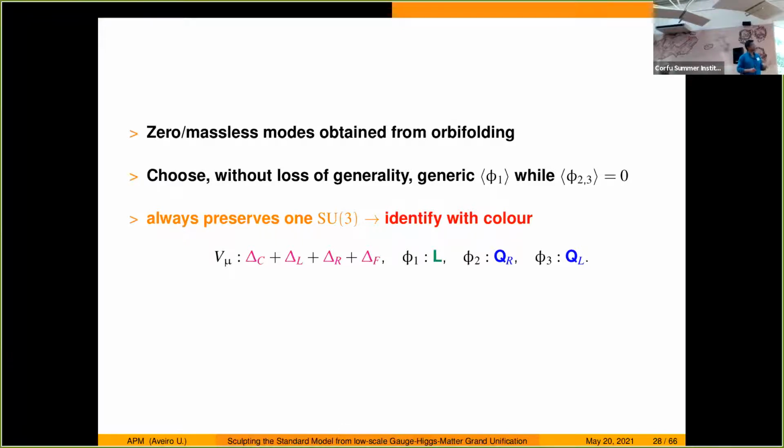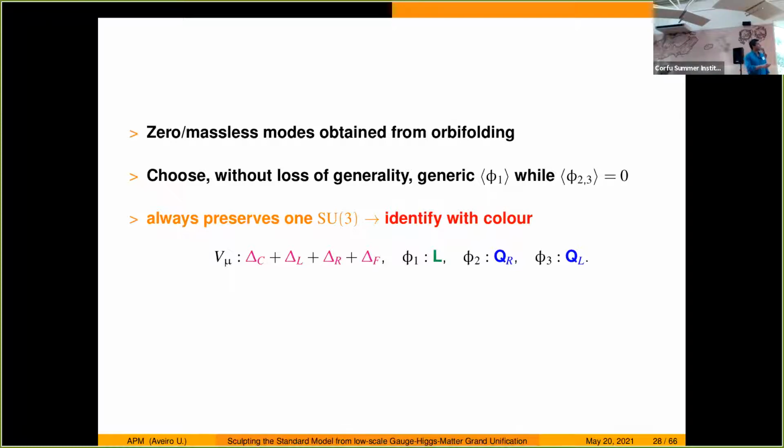Now we can also choose, because this is part of the freedom that we have in the model, which is not a lot, to generically have Wilson lines, which behave as effective VEVs, in only one of them, in phi 1. And doing so, with the other two being 0, this always preserves one SU3. And that SU3 is immediately identified with color. In fact, it doesn't matter if it's phi 1, phi 2, or phi 3. But your labels and your naming should follow accordingly, depending on whether you decide to align your Wilson lines this way.